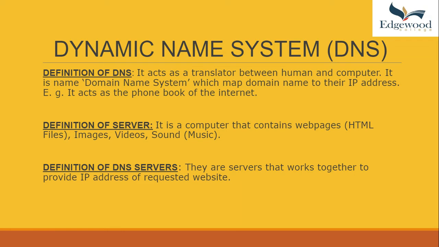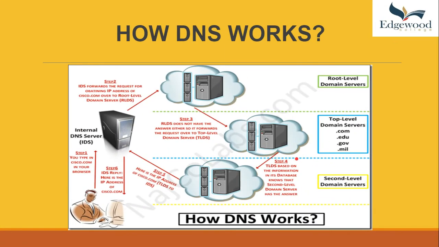We all know what a server does. What does a server do? It contains web pages, information, databases, videos, images, and so on. That's the function of a server. So what does a DNS server do? There are servers that work together to provide the IP address for a requested website. And we have four types of DNS server, which we are going to be talking about in our next slide.